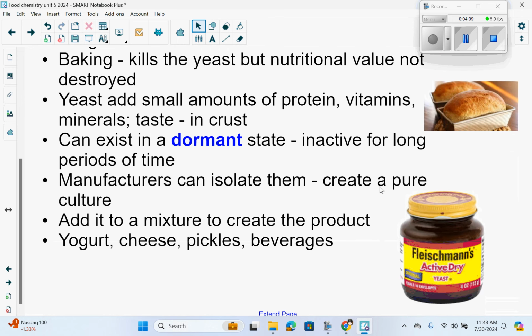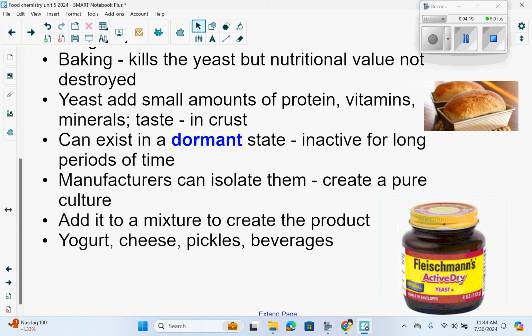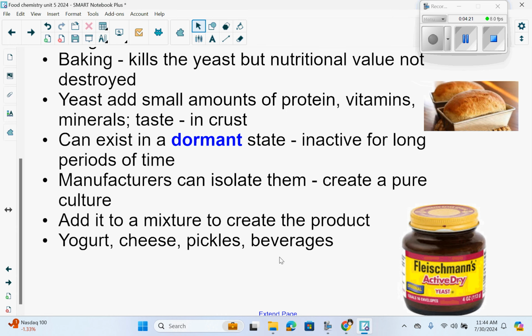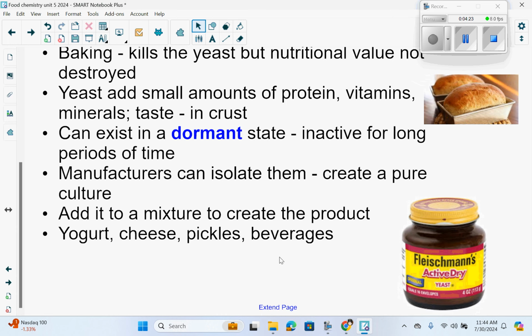Yeast can exist in a dormant state. It can be inactive for long periods of time. Manufacturers can isolate them and create a pure culture right here. You can purchase it. You add it to a mixture to create the product. You can also make yogurt, cheese, pickles, and beverages from microbes.